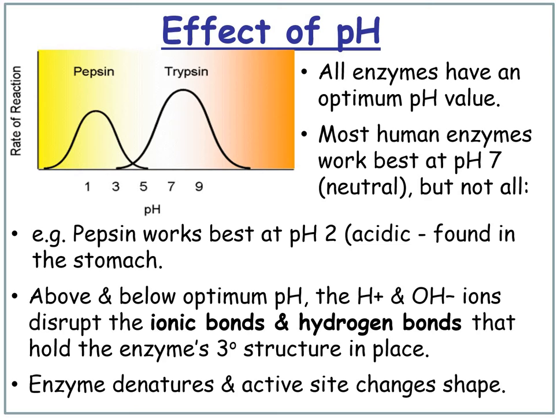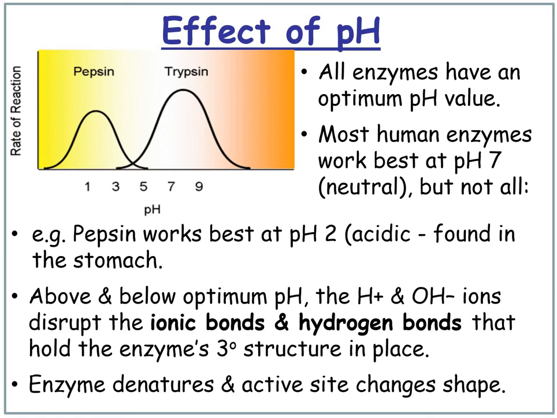So now if we look at the effect of pH. All enzymes have an optimum pH value. Most human enzymes work best at pH 7, which is neutral, but not all of them. For example, pepsin works best at pH 2. It works best in acidic conditions, which are found in the stomach.